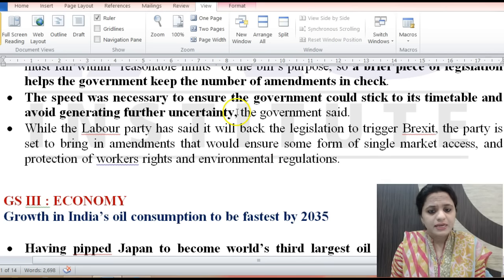Also, it is important that Article 50 should be triggered as soon as possible, because uncertainty is worse. Because after initiation of Article 50, there will be around a 2-year time frame, after which Brexit will be completed. So the sooner it is initiated, the better. So that is why the government is working towards this objective.